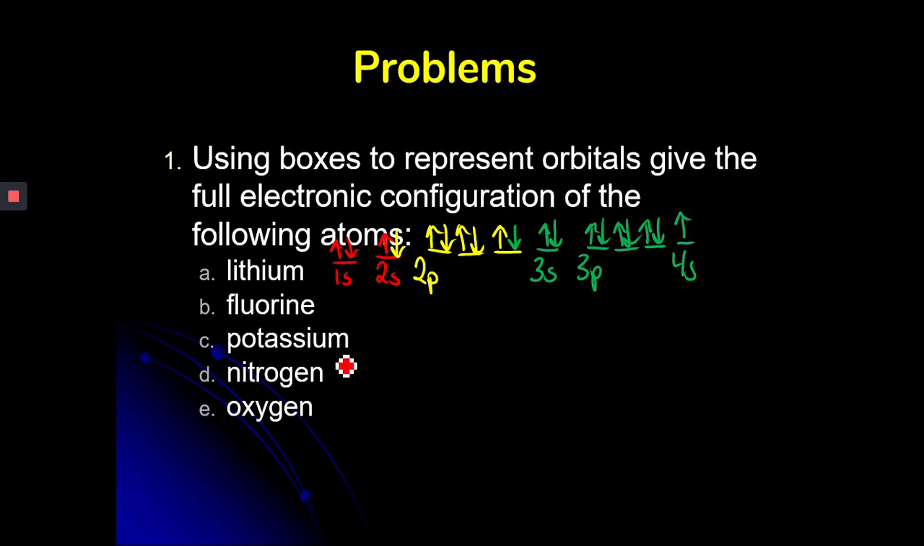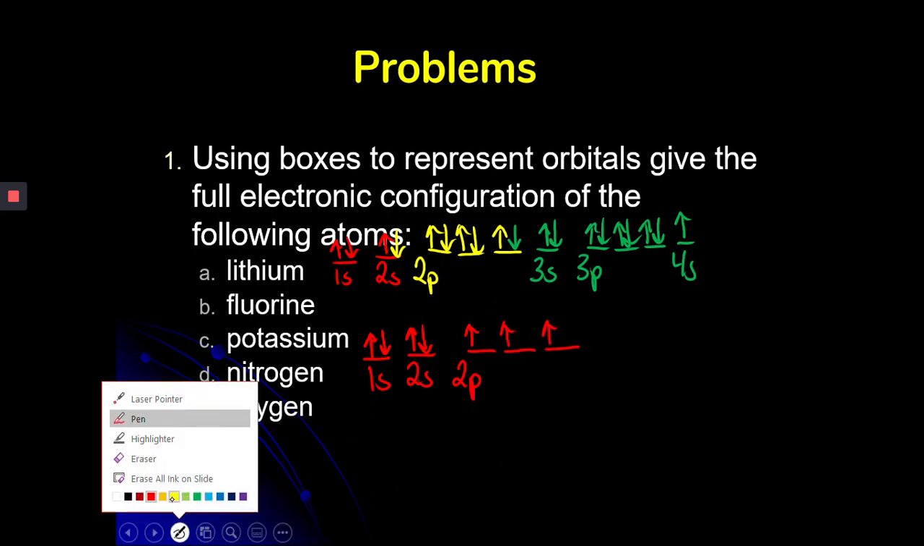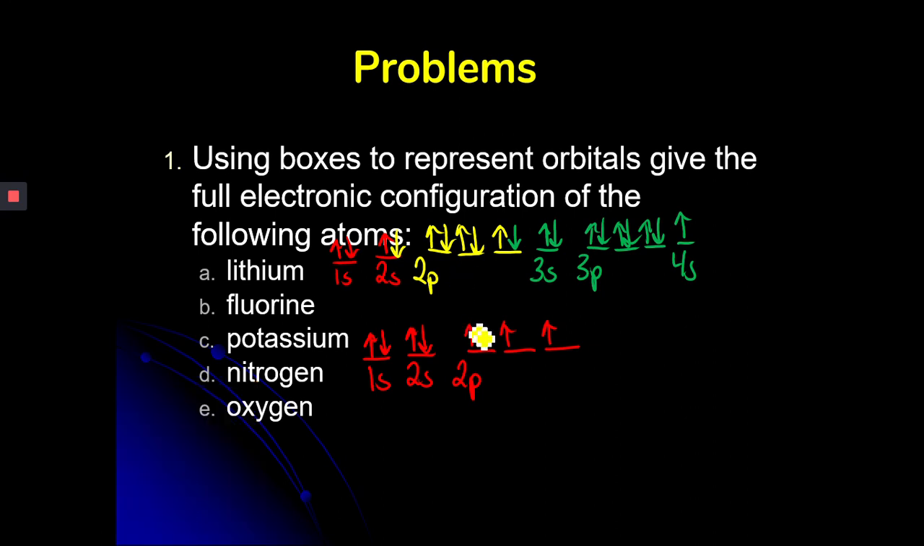For nitrogen, if we wanted to start again, 1s2, 2s2, 2p, 1, 2, 3. Nitrogen has 3 electrons. They would all go in different orbitals, all the same direction. And so if we were to add on for oxygen, which has 1 more electron, it could go in any of these orbitals, so it doesn't matter as long as you pair that last 8th electron.